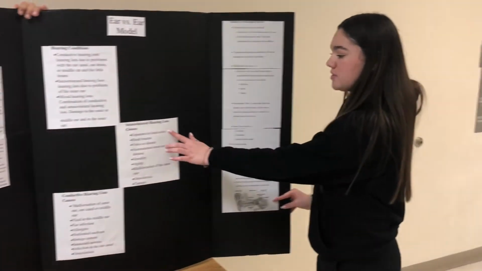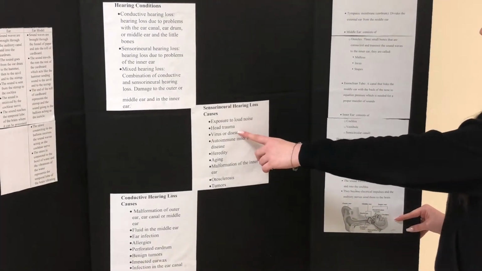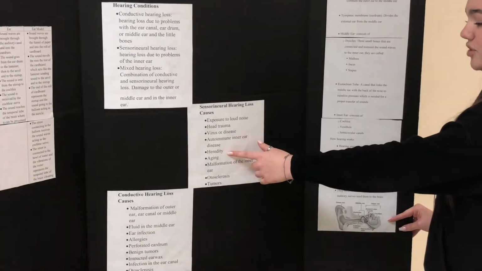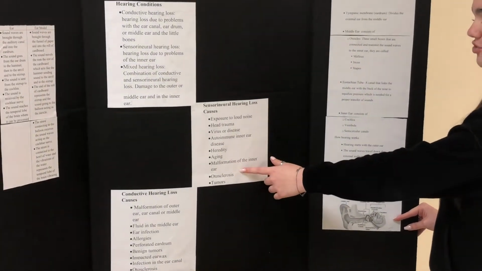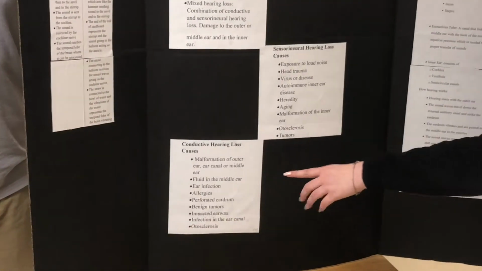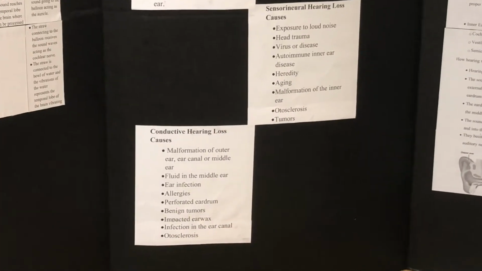Here are examples of what causes these types of hearing loss, such as exposure to loud sounds, head trauma, viruses or diseases, autoimmune disease, genetics, aging, or malformation of the inner ear, etc. Conductive hearing loss causes are malformation of the inner, outer, and middle ear, fluid in the middle ear, etc.